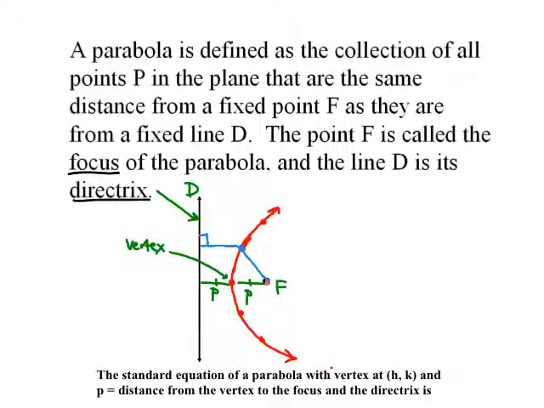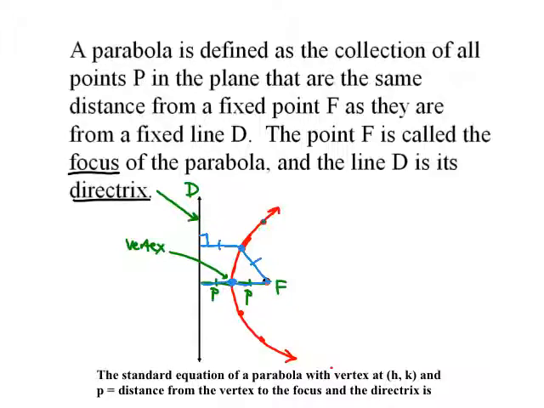And remember, the shortest distance from a line to a point is the perpendicular distance. So as long as these are equal, that's a point on this parabola. This is a point on the parabola. This is a really important point. It's called the vertex, and we can see that this distance is equal to this distance, and we call this distance P in this case, and we'll talk more about that.